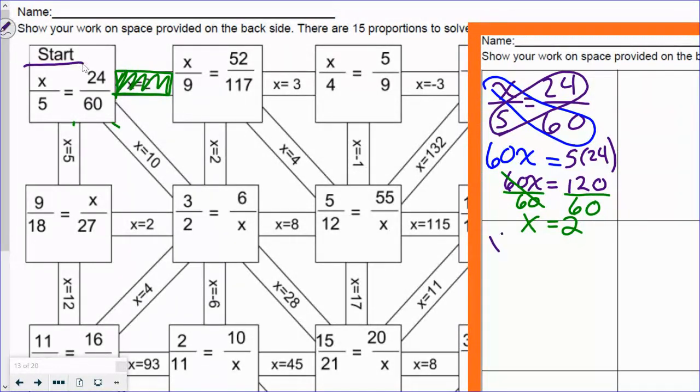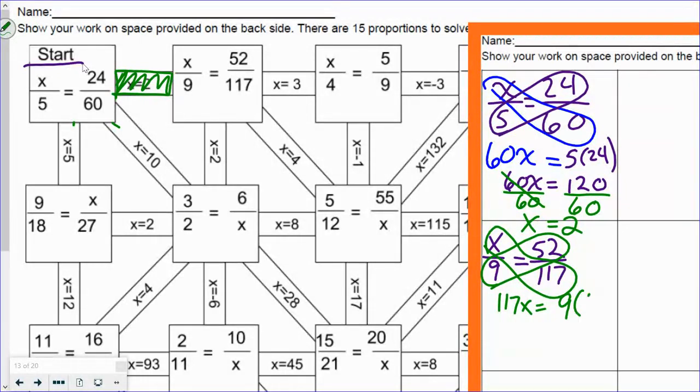x over 9 equals 52 over 117. Now there's no real easy way to get 9 to 117, so we are going to have to use our cross products. So take 117x. And if you need to, yes, use Desmos, bust it out if you really have to. I know these are some really large numbers. So we have 9 times 52.